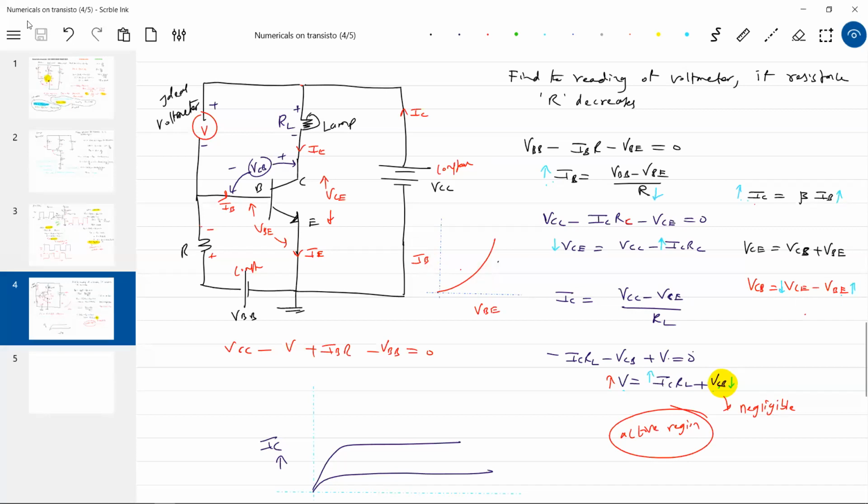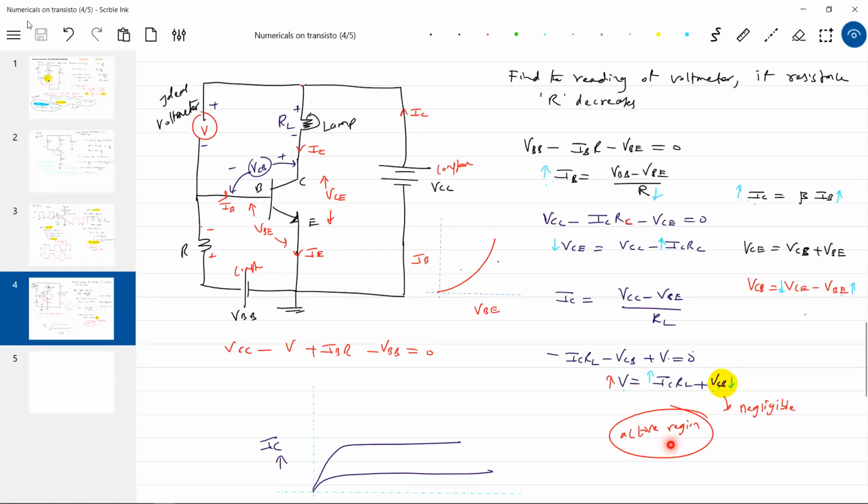When you vary R, VB and IB both will be affected. It's not like R decreases, then IB increases. When you vary R, both will have impact. Both there'll be changes. And this graph is very important. Without this, I should not conclude anything here. And what all we discuss is active region.